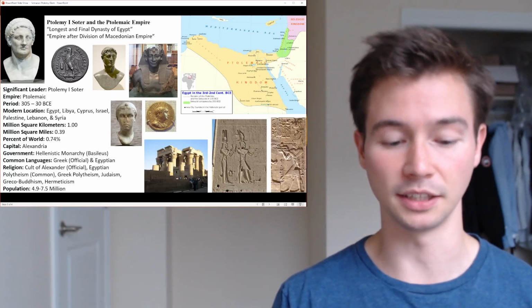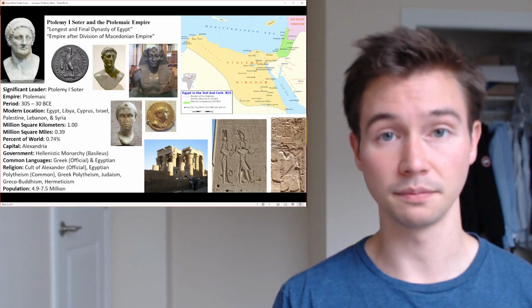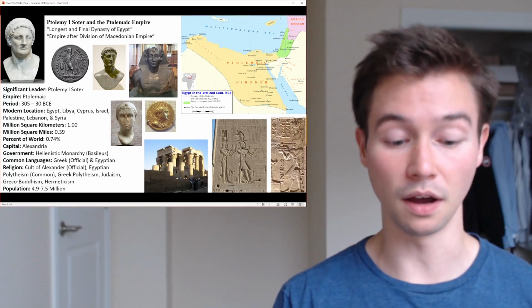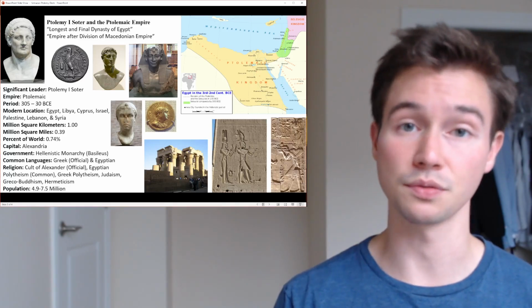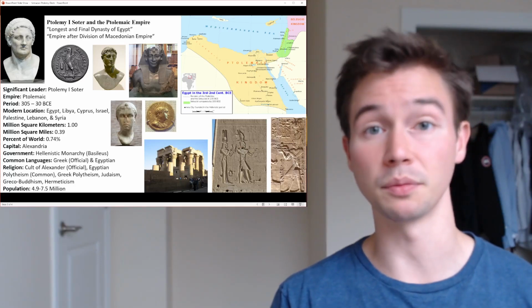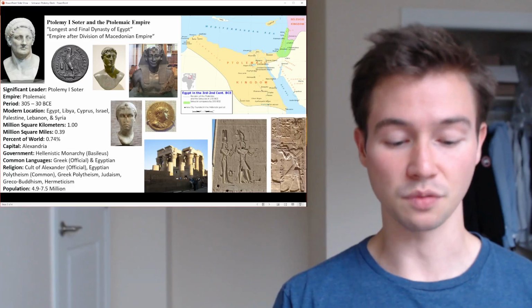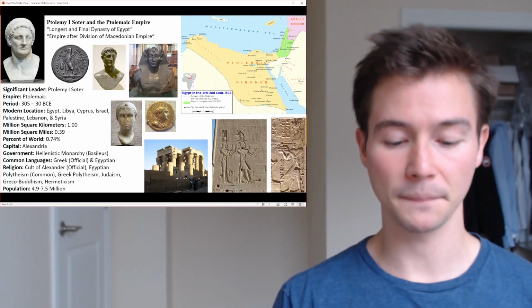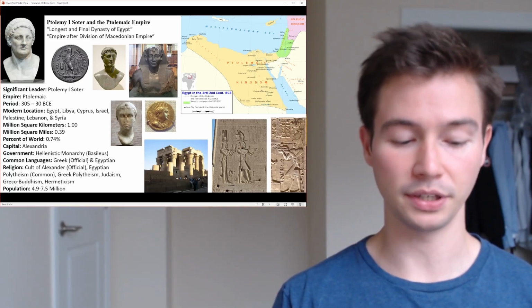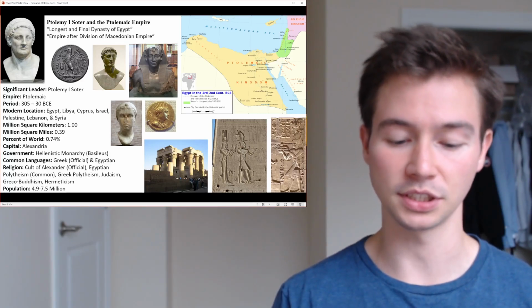Philadelphus is a Greek word. Phila is love of, and delphus, I actually thought it was a reference to Delphi, the Oracle of Delphi, but apparently it means brotherly love. Philadelphia means city of brotherly love. Ptolemy I's reign is remembered as a period of stability, cultural flourishing, and economic prosperity in Egypt, setting the stage for the golden age of the Ptolemaic kingdom, his descendants.